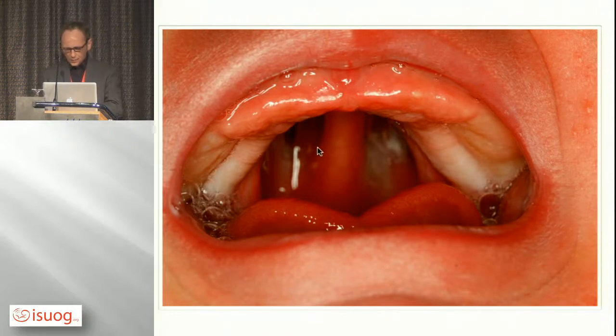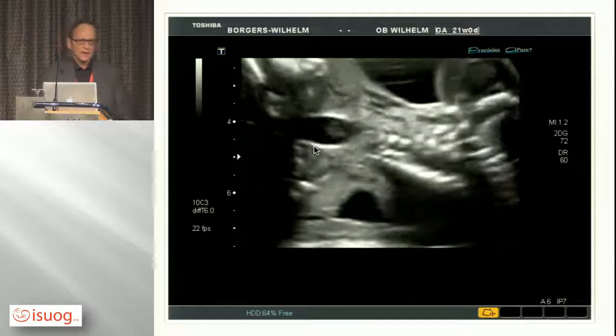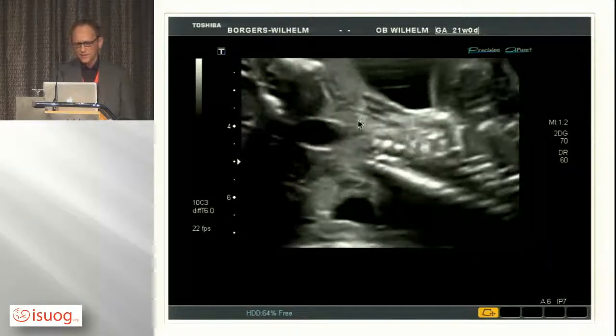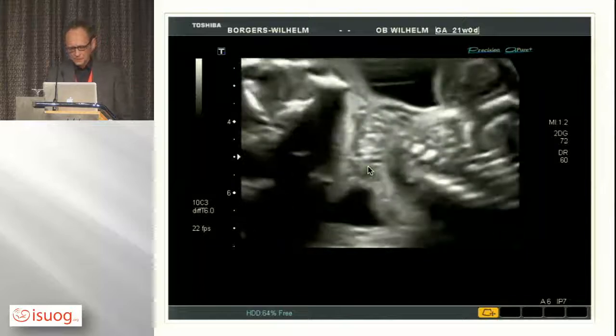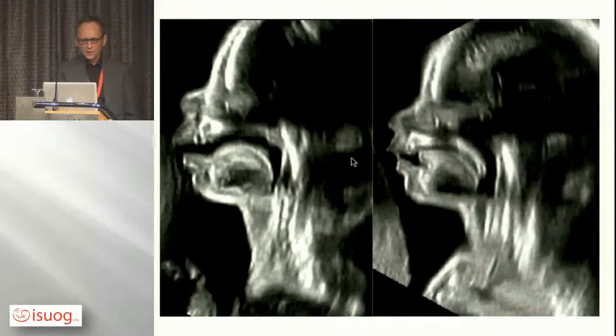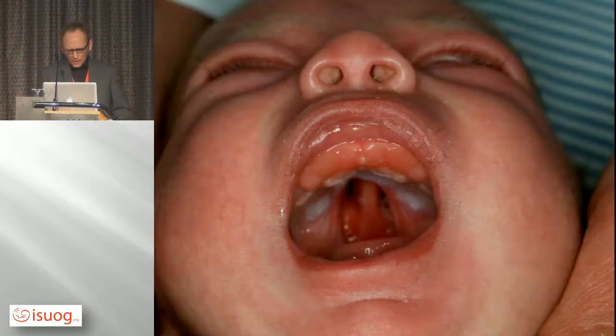So, in the second example, this was a totally unremarkable fetus, but I couldn't find the uvula here. So, checking the mid-sagittal section, you can clearly demonstrate the absence of the soft palate in comparison to the normal findings, and in this case we were able to make the diagnosis of isolated cleft palate. So this is the confirmation after birth, a quite typical cleft.